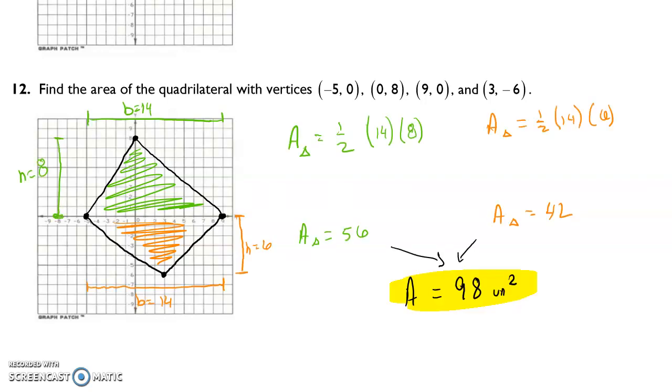So hopefully we've taken a look and we've split that up if that's the way we did this, and we found the area of the green triangle to be 56 square units, the area of the orange triangle to be 42 square units, for the area of the quadrilateral to be 98 square units. And we get 98 square units. Breaking this up, hopefully everybody is in good shape.